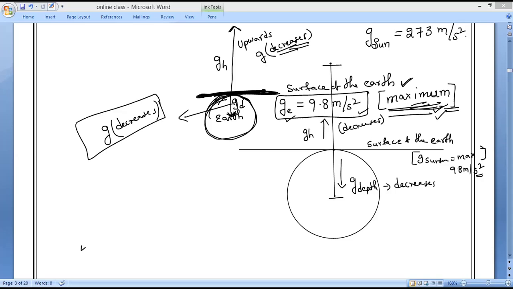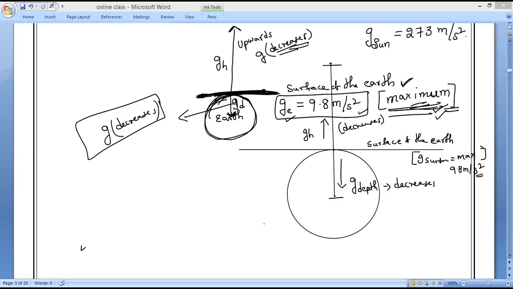G value, small g value. G value is maximum on the surface. Now, how has it been calculated? What is the formula we used for that? That is what I want. So we use that formula, sir: capital G into capital M divided by R square. Very good. That is what.